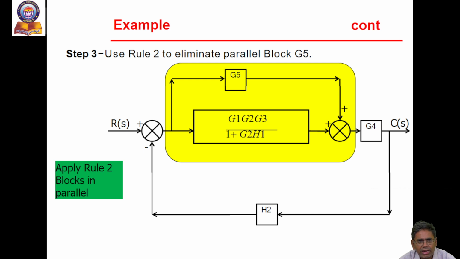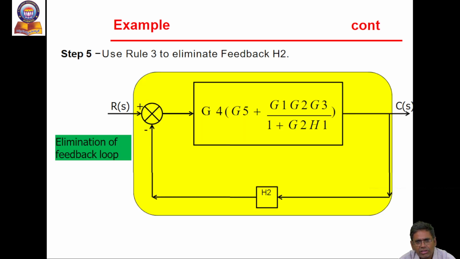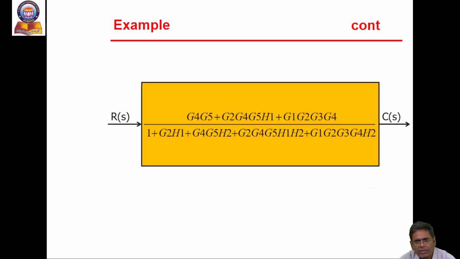These two are connected in the forward path. Then after that, G4 is in cascade. Then we add G4 into G5 plus G1, G2, G3 divided by 1 plus G2H1. Then eliminate the feedback, and we get the overall transfer function of the given block diagram.